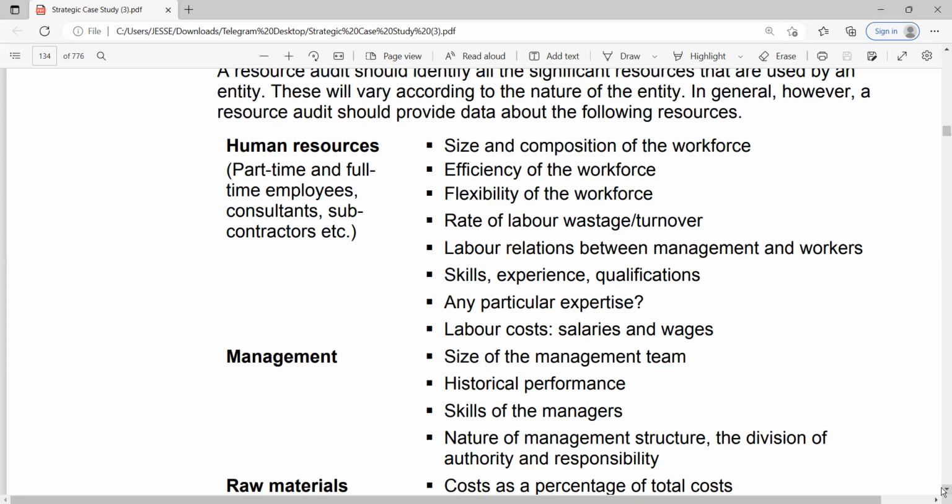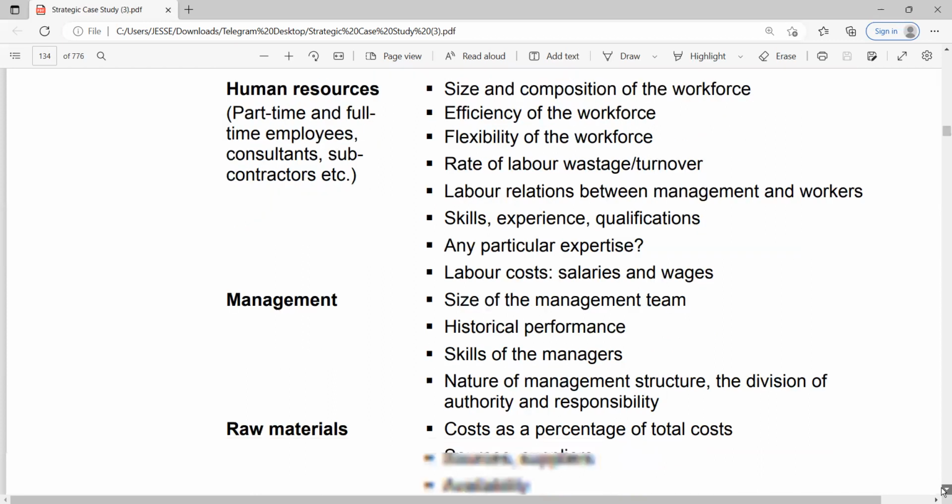Management. Size of the management team. So management is also a resource. And when you're auditing management, what you're potentially looking at is the size of the management team, the performance of the management team, the skills of the management, and what is the management structure?